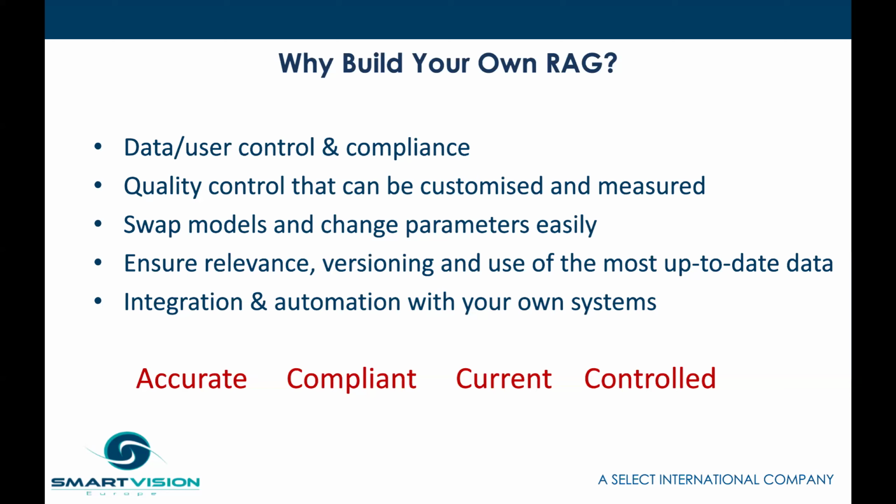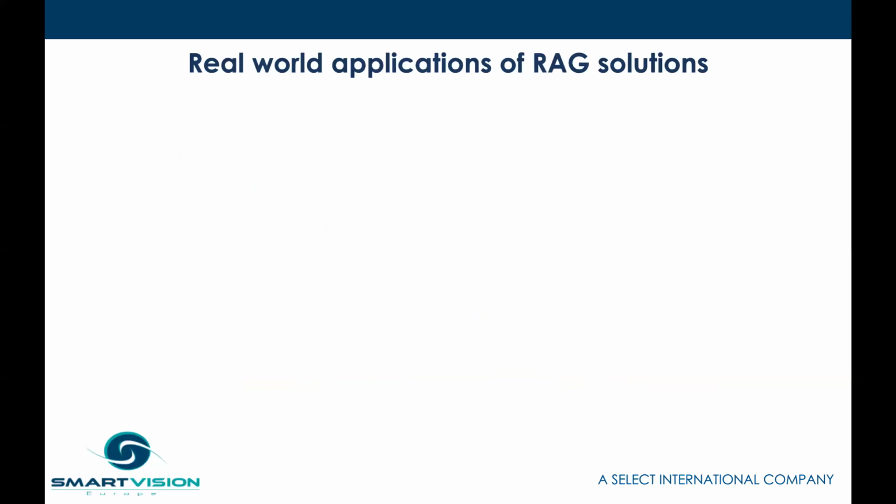So in a nutshell, building your own RAG affords organizations the ability to make sure that the responses are accurate, that they're compliant, that they're current, and that they have control over the entire solution itself. And that's one of the reasons why these are very compelling types of technologies for organizations. We're going to have a look at how we can actually do that.